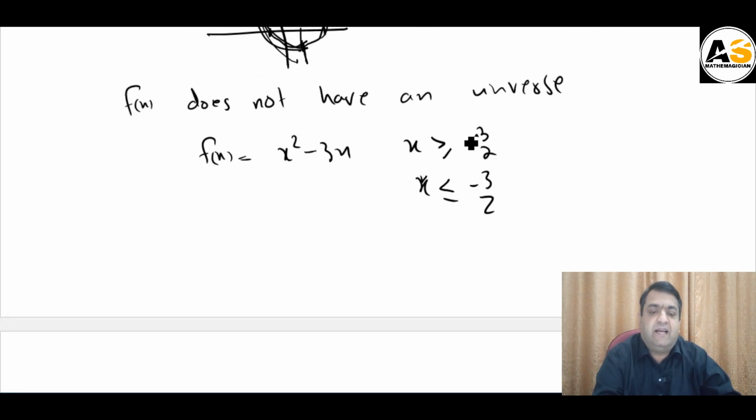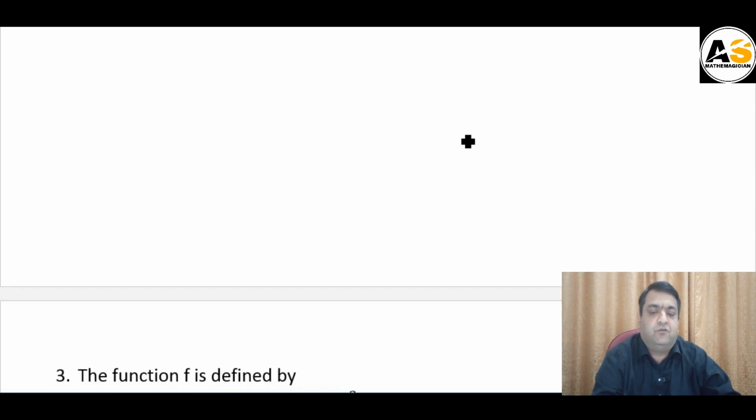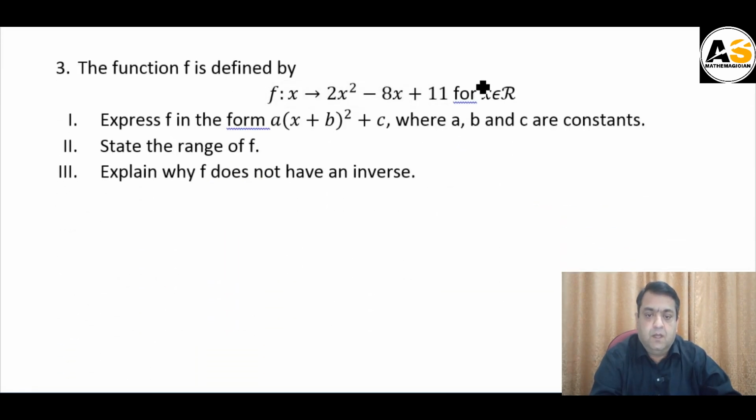So this was our second question. Let us move to the third question for today. Again, we are given a function, we have to convert it into standard form, find the constants, then state the range, and then explain why the function does not have an inverse. The reason for the function not having an inverse is the same as we discussed in the last question. Let us convert this function into standard form.